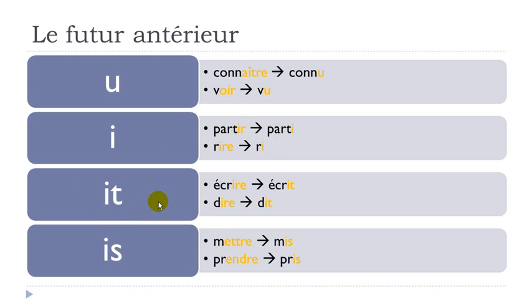Then the one ending with it: écrire, to write, écrit. Dire, to say, dit. And the one ending with is: mettre, to put, mis. And then prendre, to take, pris. All right.